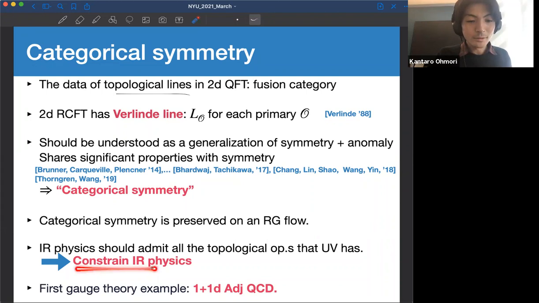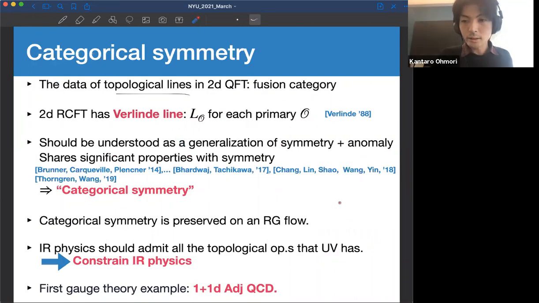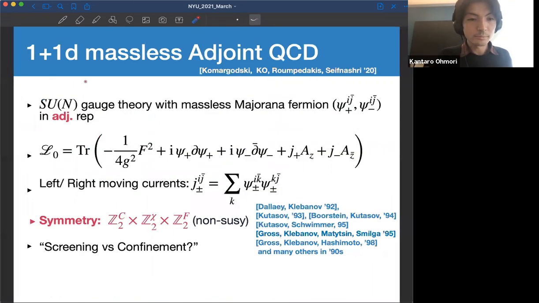Great. This application itself is not by ourselves, but was already made in this paper, but our contribution was to find the categorical symmetry in the gauge theory, and also we found an interesting application, a physics implication from the categorical symmetry. Are there any questions so far? If not, I'm going to move on to our own work.